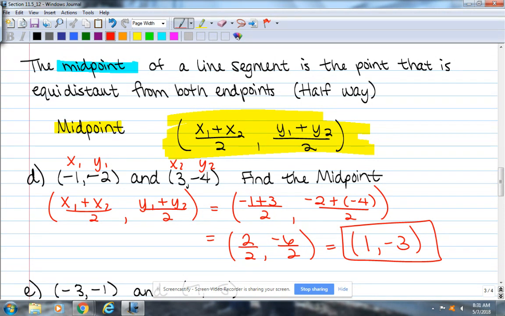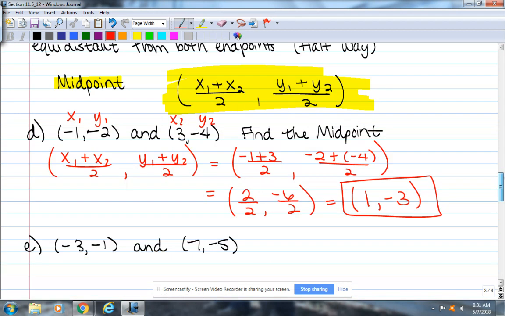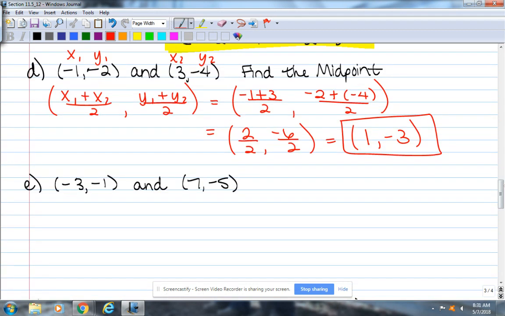If you don't have a parentheses and a comma in the middle, it's wrong. A midpoint is a point. It must look like a point. Okay? Any questions on that? So you add the x's divided by 2, add the y's divided by 2. That's all there is to it. Let's do another one. If your fractions do not divide evenly by 2, just reduce the fraction. Okay? Because that will happen sometimes.